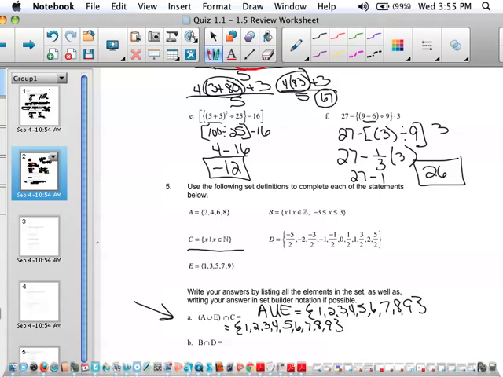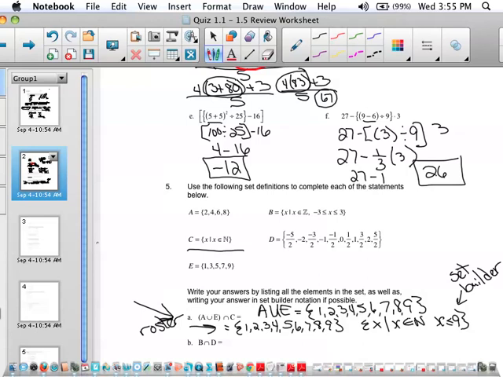In set builder notation, we will write that as x such that x is an element of the natural numbers and x is less than or equal to 9. So that's the two representations. We have set builder notation, and we will also have roster notation. And this is roster. Roster is just listing each of the elements in that set.